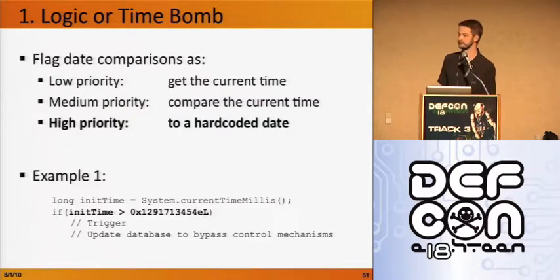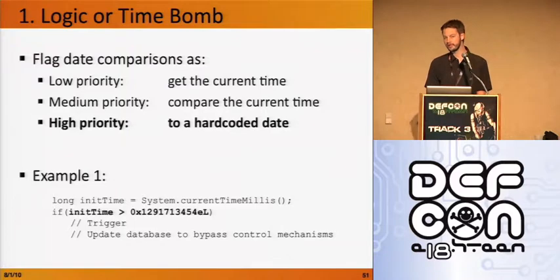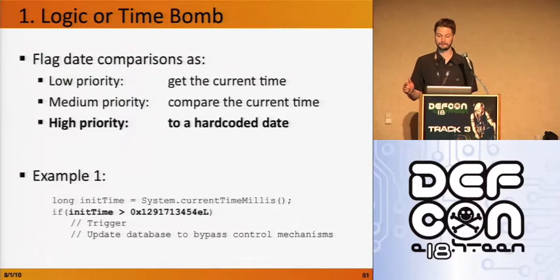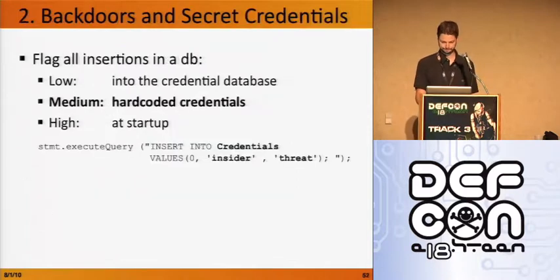So first thing first, logic bomb and time bomb. What we flag is in a low priority, if you get the current time, it goes into the low priority bucket. If you get the current time and you compare it, it goes in the medium priority bucket. If you get the current time, you compare it to a hard-coded date, then we drop it in the high priority bucket. So obviously this was found in the high priority bucket, so it's ticked out, we found it immediately.